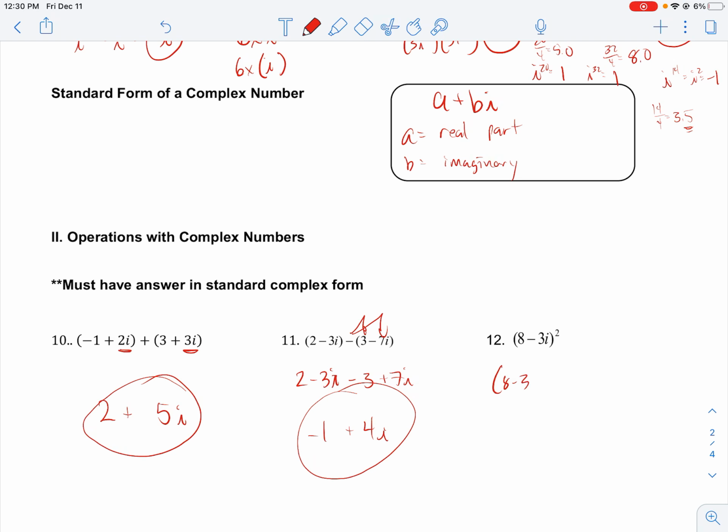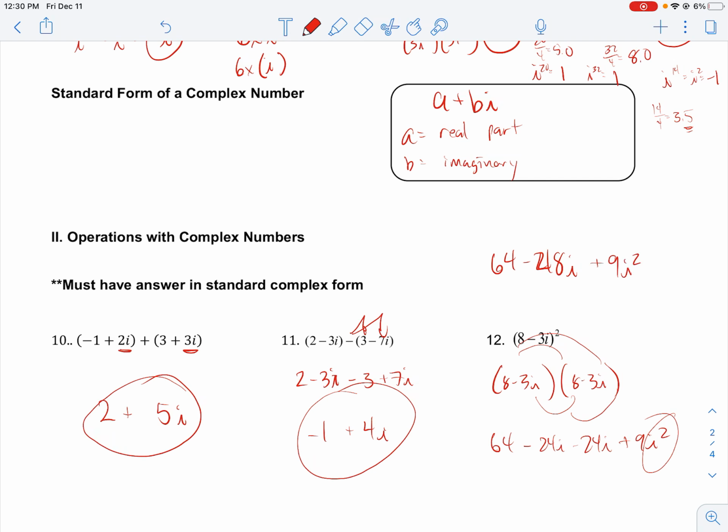And then finally here, 8 minus 3i, 8 minus 3i. Multiply those two together, and we end up getting 64 minus 24i minus 24i plus 9i squared. This is where we have to utilize that cycle of i in order to solve this out. Notice we have an i squared back here. So let's simplify this: 64 minus 48i plus 9i squared. Remember i squared is just equal to negative 1.